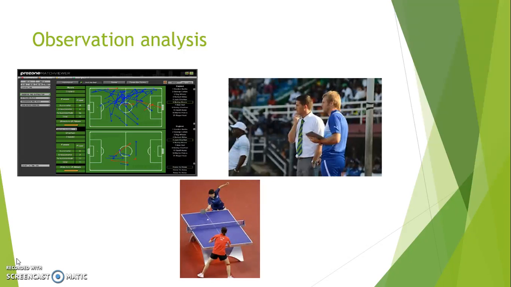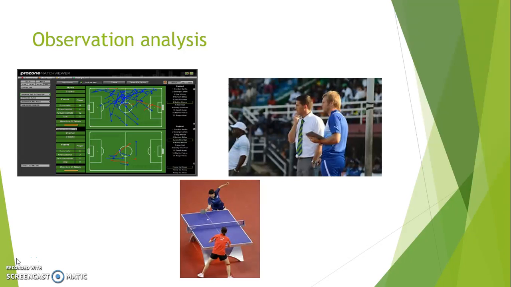Feedback shouldn't be an attack on the performer, so an effective coach will discuss what was positive first and then move on to what needs improving. So feedback should be a motivating tool. An example of observational analysis is table tennis, where a coach could watch the participant and note the forehands made and missed, backhands and serves made and missed.